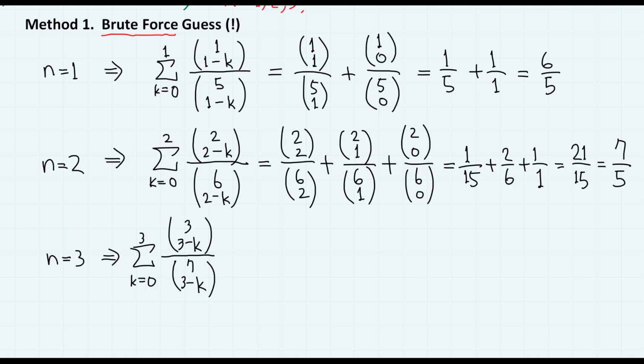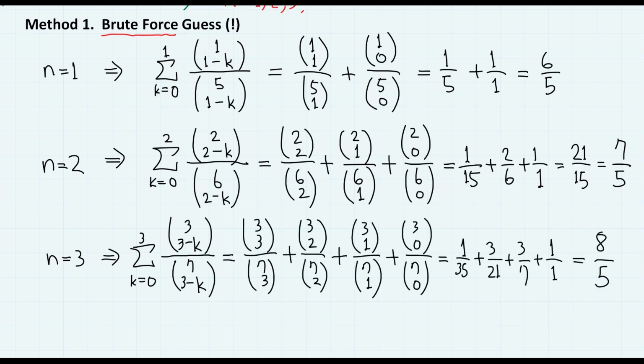And we can do it similarly for n equals 3. Now the summation goes from 0 to 3, and we have 3 choose 3 minus k divided by 7 choose 3 minus k. So now we have 4 terms in total, which will give the value 8 over 5. So there seems to be a pattern.